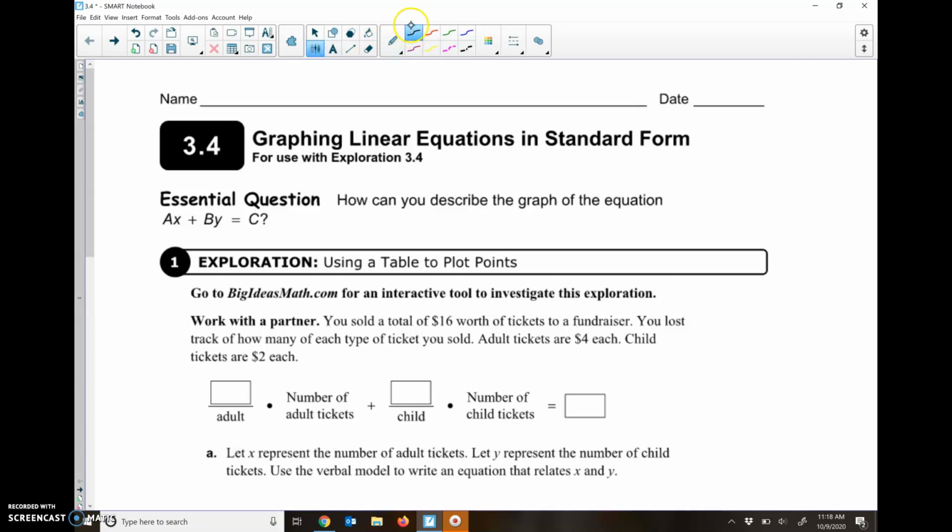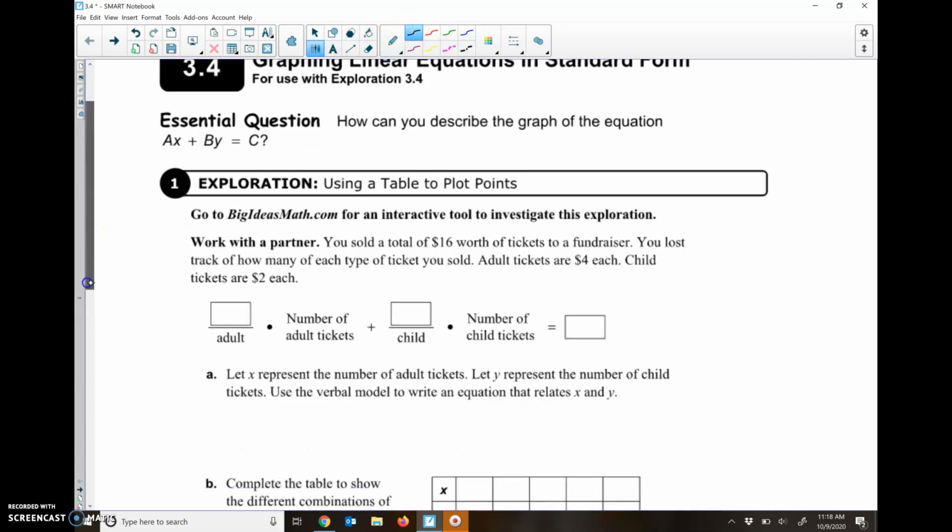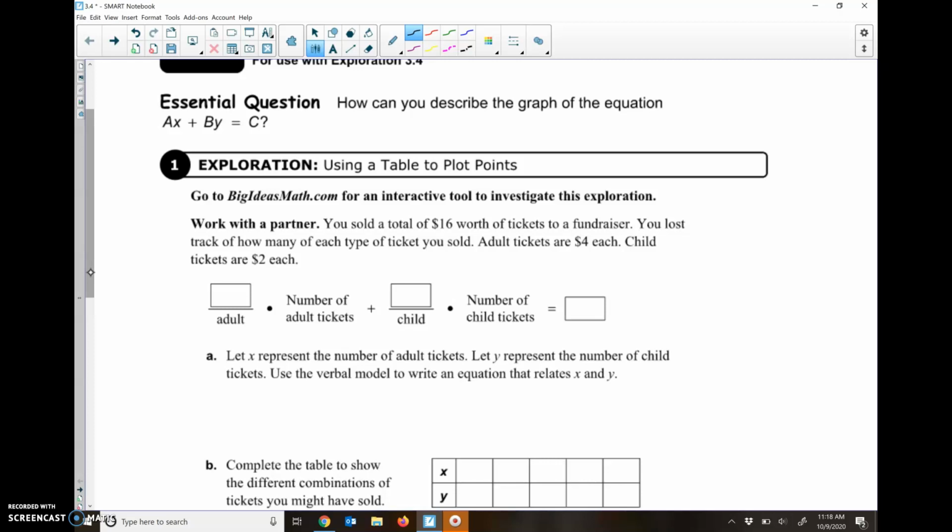All right, so we're going to pretty much kick off our graphing today. There's lots of graphing going on over the next couple of days, and this one's going to be just one way to graph, and it's called standard form.